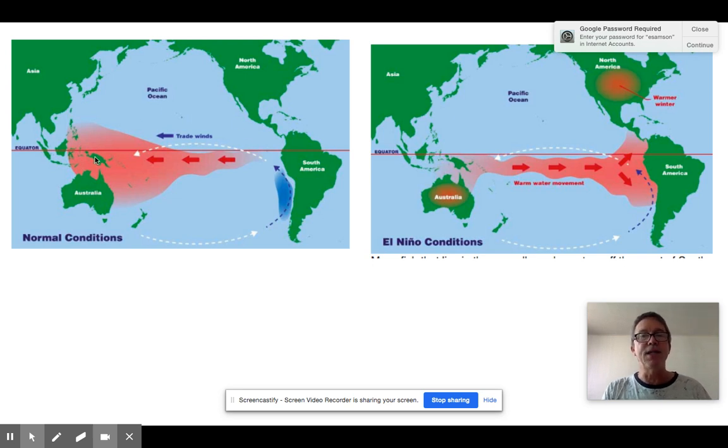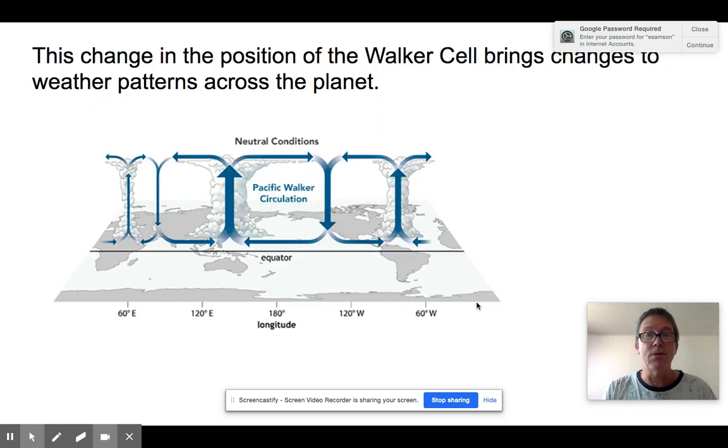When that breaks during an ENSO event, now the low pressure moves to here. So now I've got winds blowing this way, forcing the warm water back across and screwing up the weather for the whole world.